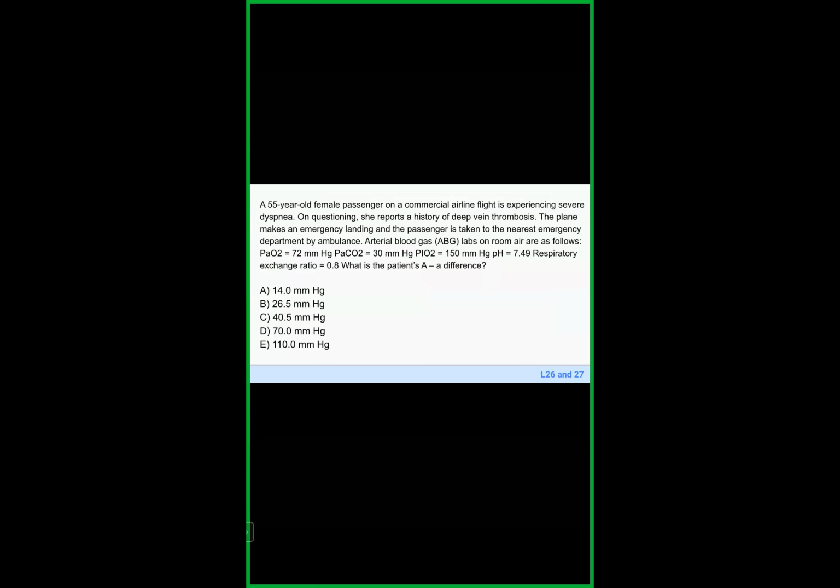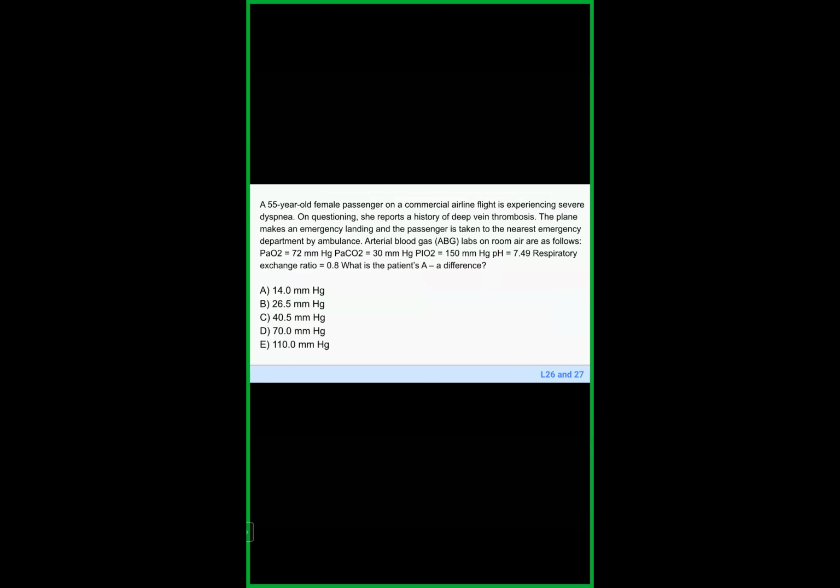Ooh, this one has calculation. A 55-year-old female passenger on a commercial airline flight is experiencing severe dyspnea. On questioning, she reports a history of deep vein thrombosis. The plane makes an emergency landing and the passenger is taken to the nearest emergency department by ambulance. Arterial blood gas, ABG labs on room air are as follows.